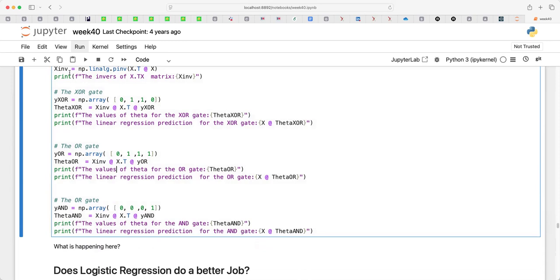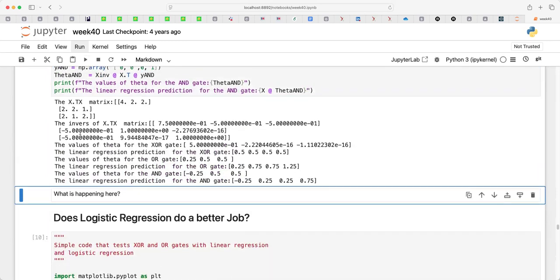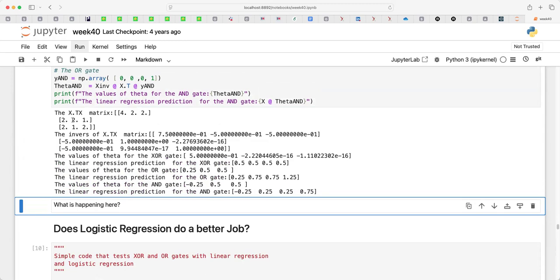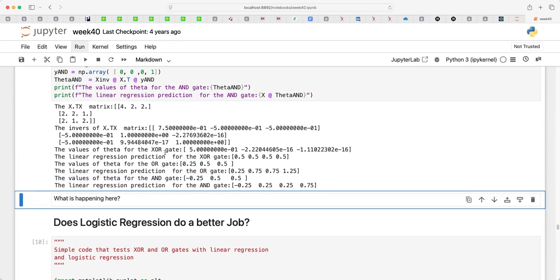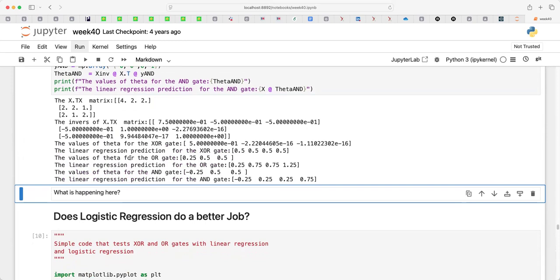So when I run these specific cases, this is what I will see. This is the design matrix transposed times X. So this is the matrix, and then I take the inverse, and then I find the values of theta for the XOR gate and the OR gate. And the XOR gate is a difficult one. In the prediction which I want for the XOR gate, I wanted 0, 1, 1, 0. But now I'm failing. I'm just getting 0.5, 0.5, 0.5.